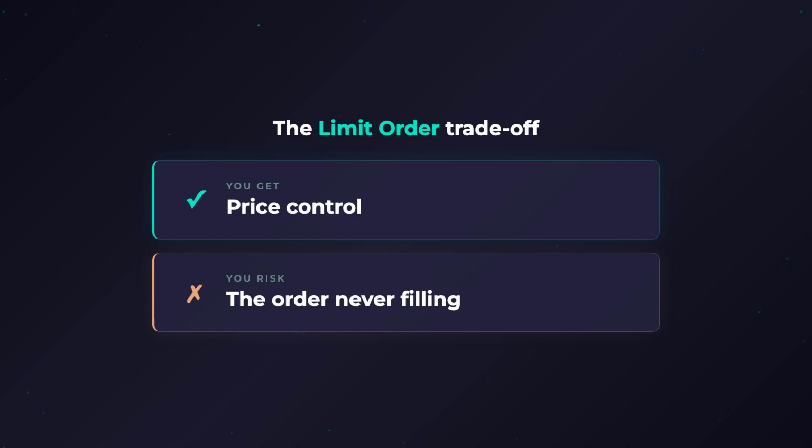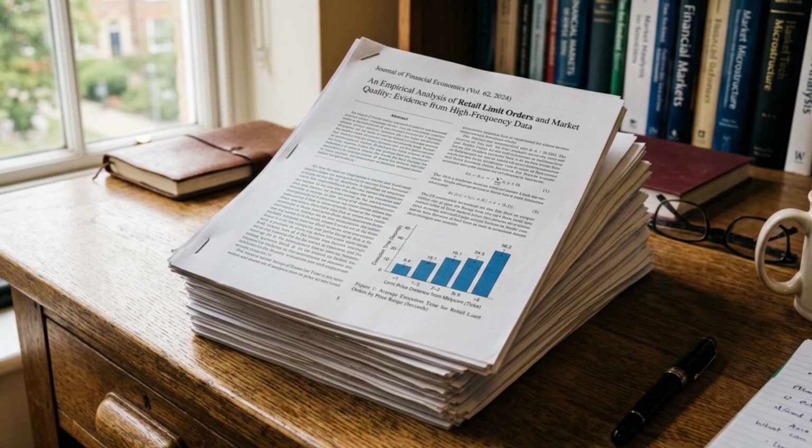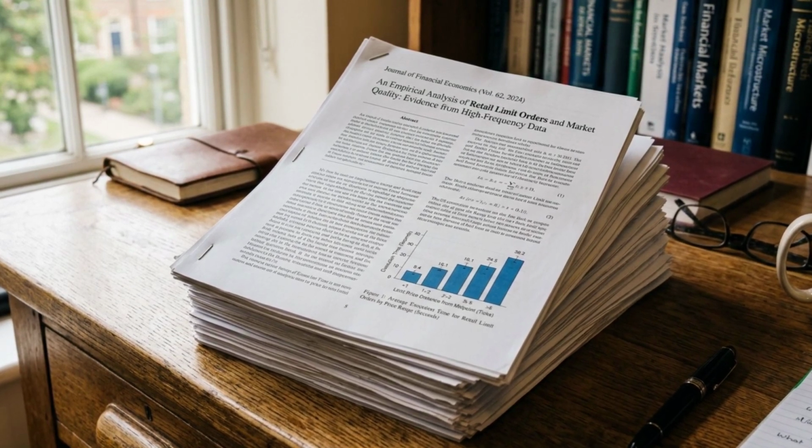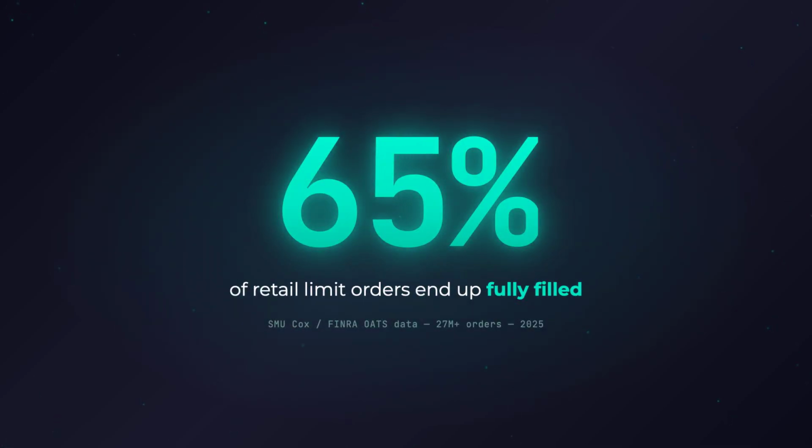Here's something most beginners don't know, and I think it'll change how you think about limit orders. A 2025 study that analyzed over 27 million retail orders found that about 65% of retail limit orders end up fully filling, even when traders set them well outside the current best price.